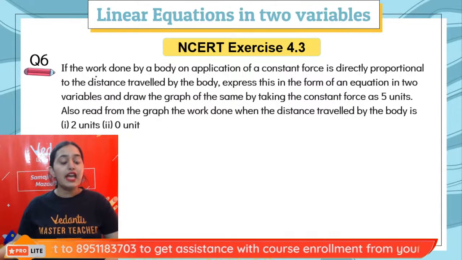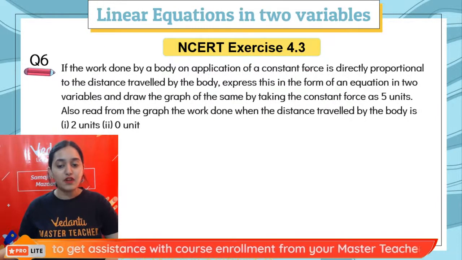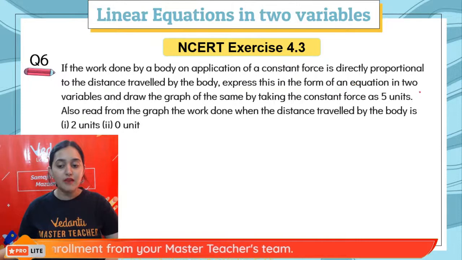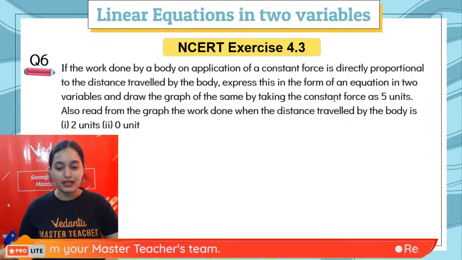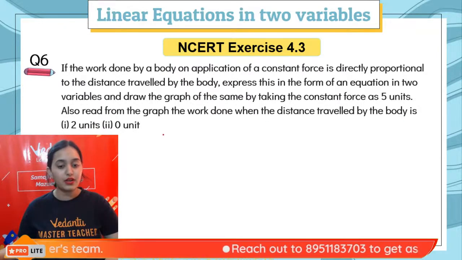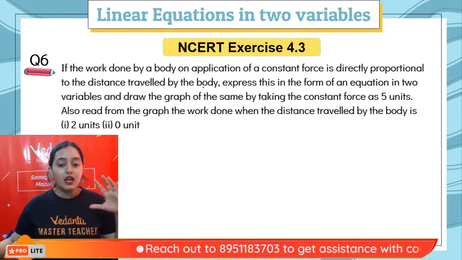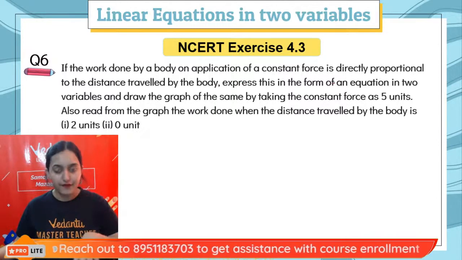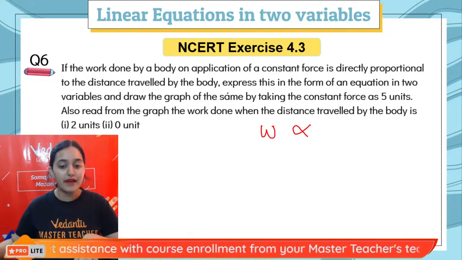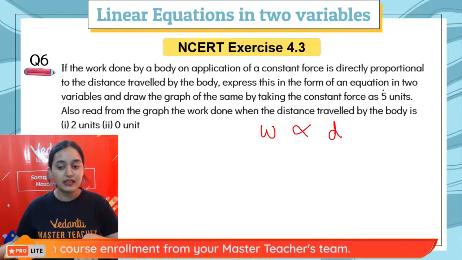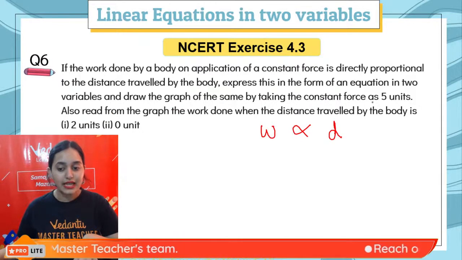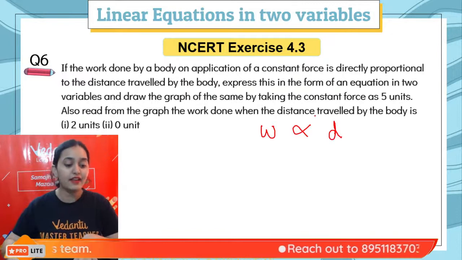So my question is, if the work done by a body on application of a constant force is directly proportional to the distance traveled by the body, express this in the form of an equation in two variables and draw the graph of the same by taking the constant force as 5 units. Also read the graph, the work done when the distance traveled by the body is 2 units and 0 units. So it is saying that work done by a constant force यानी work is directly proportional to the distance traveled by the body. Express this in the form of an equation in two variables and draw the graph of the same by taking the constant force as 5 units.